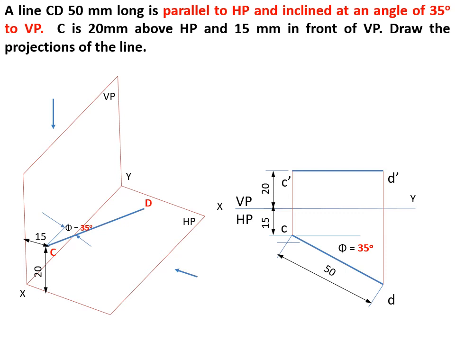So clearly you can see the inclination only in the top view. In this question, you get the true length in the top view, CD, but C dash D dash is not a true length, it is a foreshortened one.